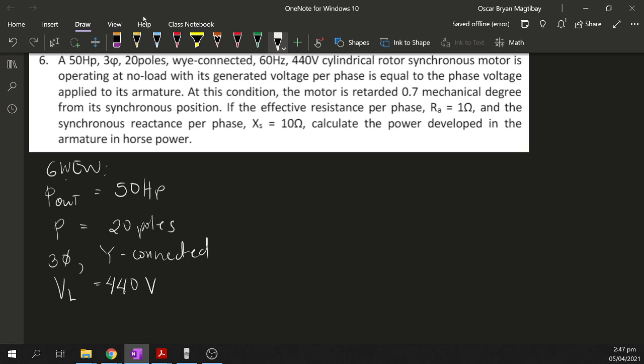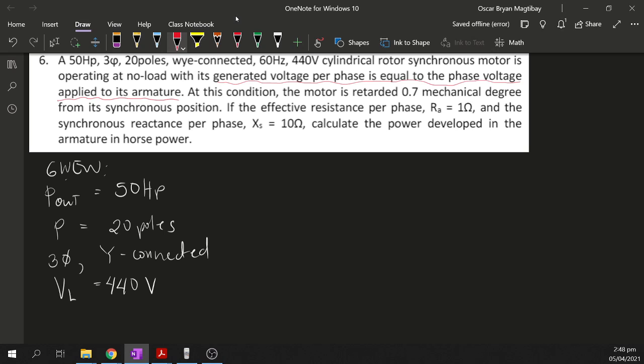So ibig sabihin, sa sitwasyon na ganito, operating at no load, yung motor mo has no mechanical load whatsoever. Tumatakbo yung ating synchronous motor ng walang nakakabit sa shaft. Freely moving siya. Most of the time, ang mga ganong klaseng mga motor is yung ginagamit natin sa power factor corrector. Kaya kung mapapansin mo, it is operating at no load with generated voltage per phase equal to the phase voltage applied to its armature.